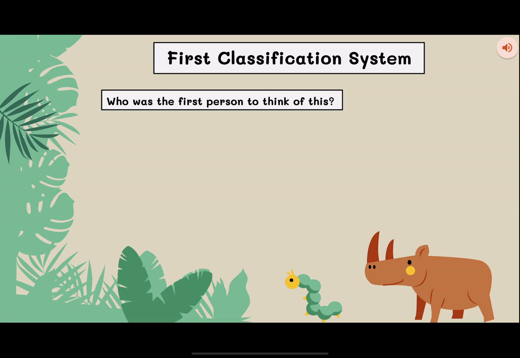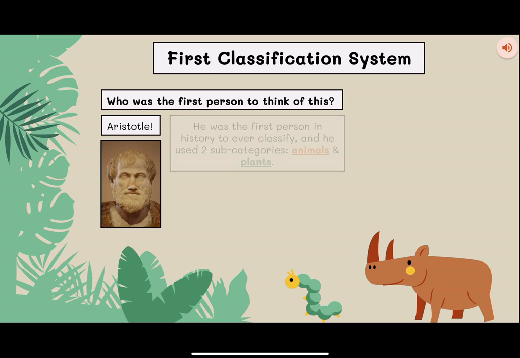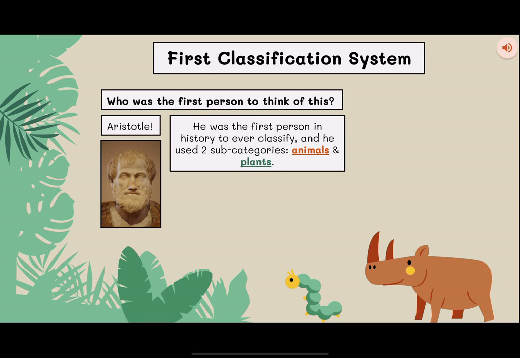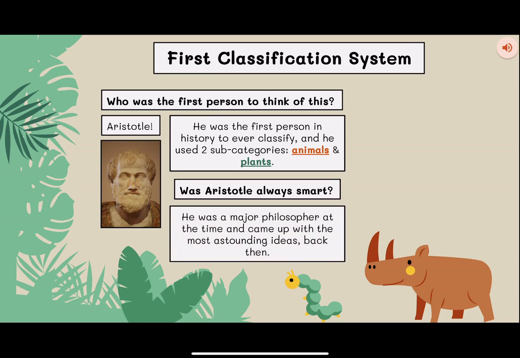Who created the first classification system? The first classification system was created by Aristotle. Aristotle was the first person in history to ever classify, and he used two subcategories, animals and plants. Aristotle was a major philosopher at the time and came up with the most astounding ideas.